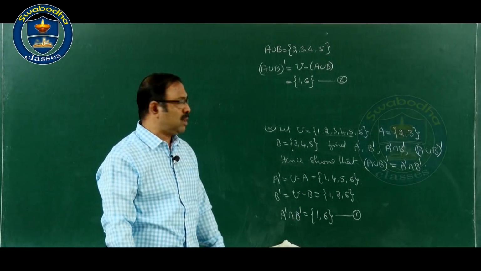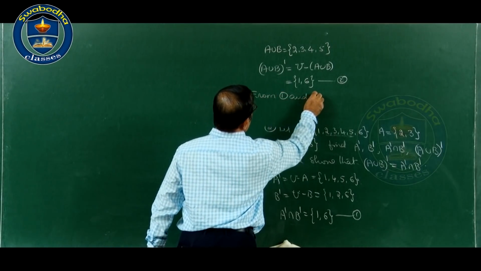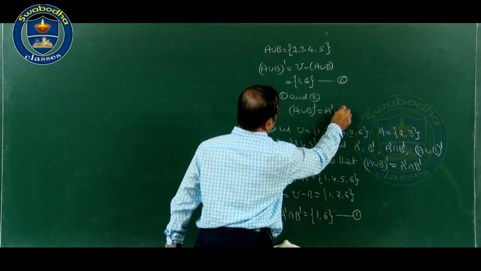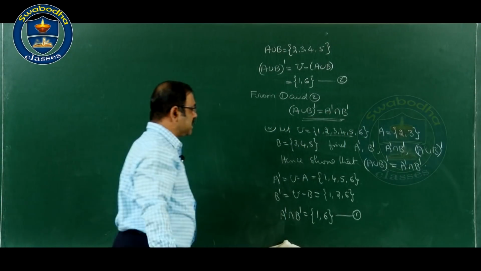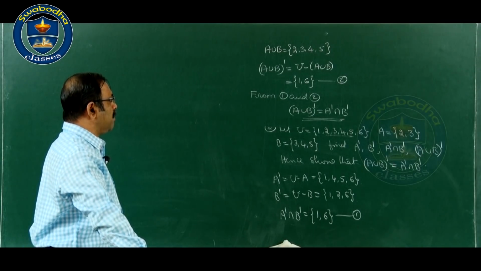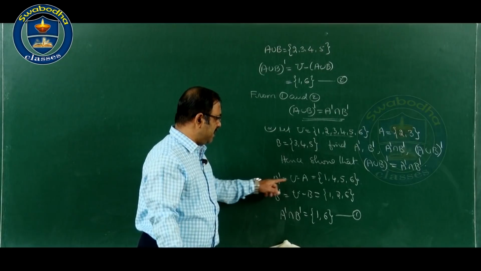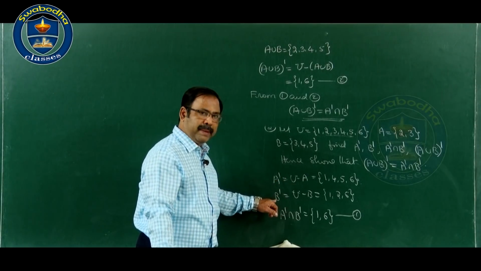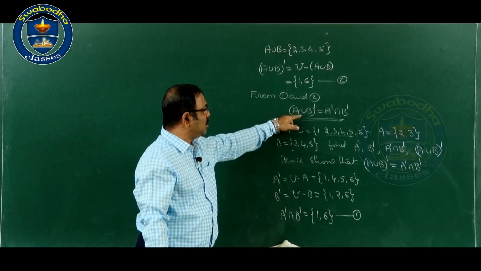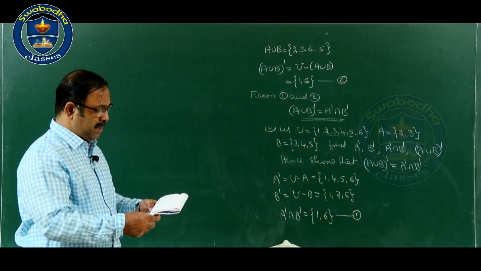Now, you compare equation 1 and 2. From 1 and 2, A union B complement is equal to A complement intersection B complement. Okay? So, we have A complement, which is U minus A, and B complement, which is U minus B. So, we have proved A union B complement is equal to A complement intersection B complement.